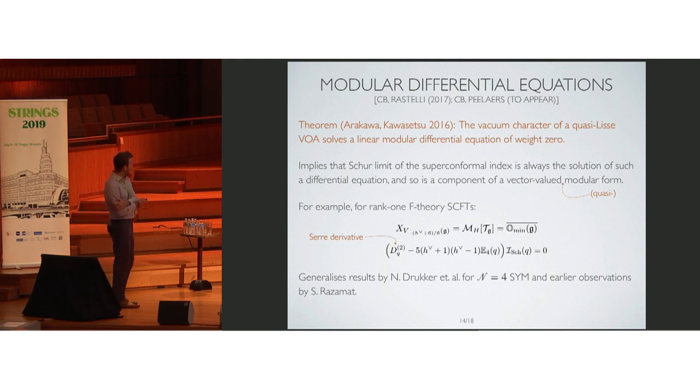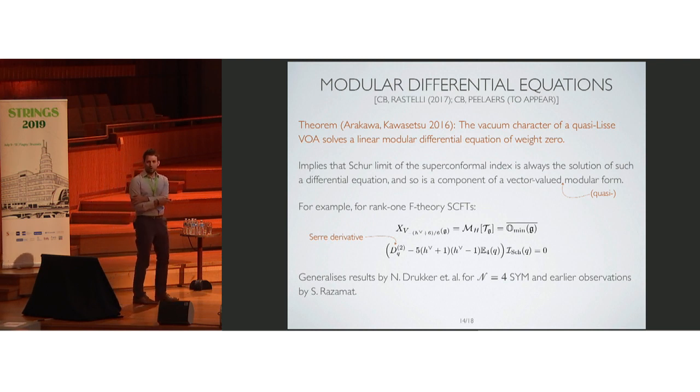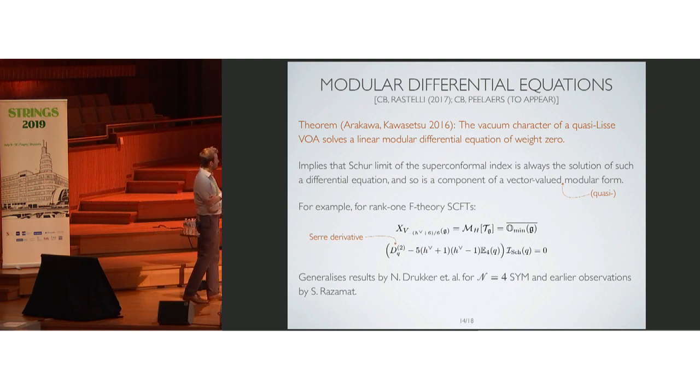And so for this class of rank 1 F-theory SCFTs that I mentioned before, just to flash an equation, in those cases the associated variety is the minimal nilpotent orbit of the relevant Lie algebra G, and then you can just go and check, and you find that the Schur index for all of those SCFTs is the solution of a second-order modular differential equation that can be written down in an extremely uniform way, where it depends only on the dual Coxeter number of the associated G. And this modularity of the Schur index is some sort of generalization of results that were previously seen by Beem, Rastelli and Razamat for the Schur index of N=2 and N=4 theories.